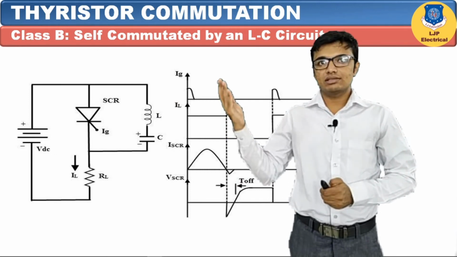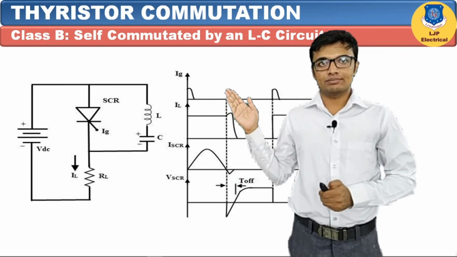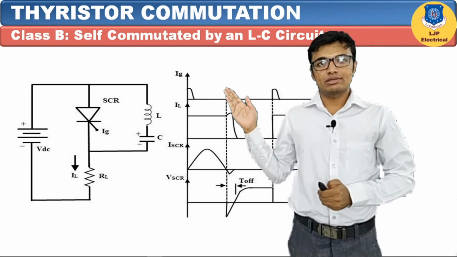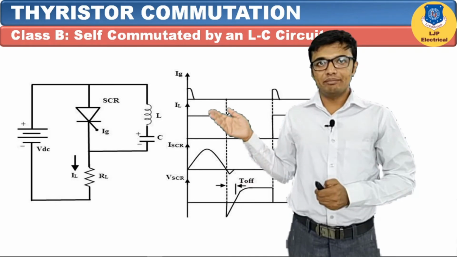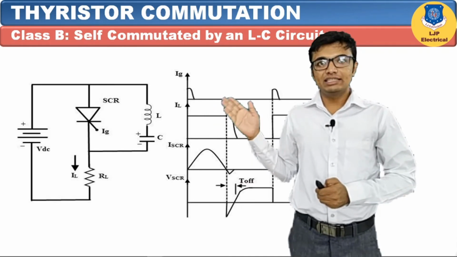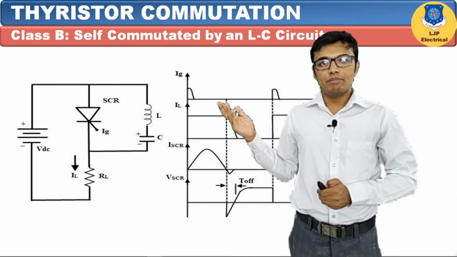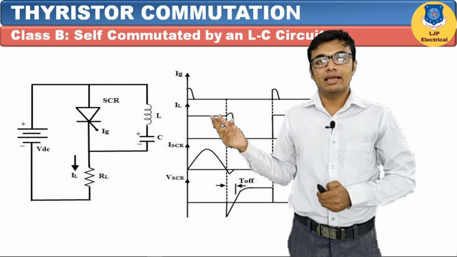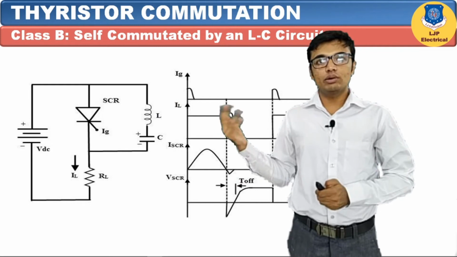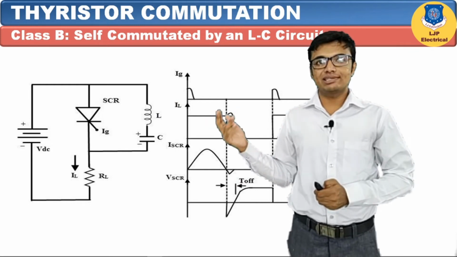So up to this duration, this load current will flow. At the same time, the current passing through this SCR will be 0. At midpoint it will become maximum. Again at this point it will become 0, because this capacitor is going to charge in the reverse direction, and this capacitor current is going to reduce the current that passes through this SCR.